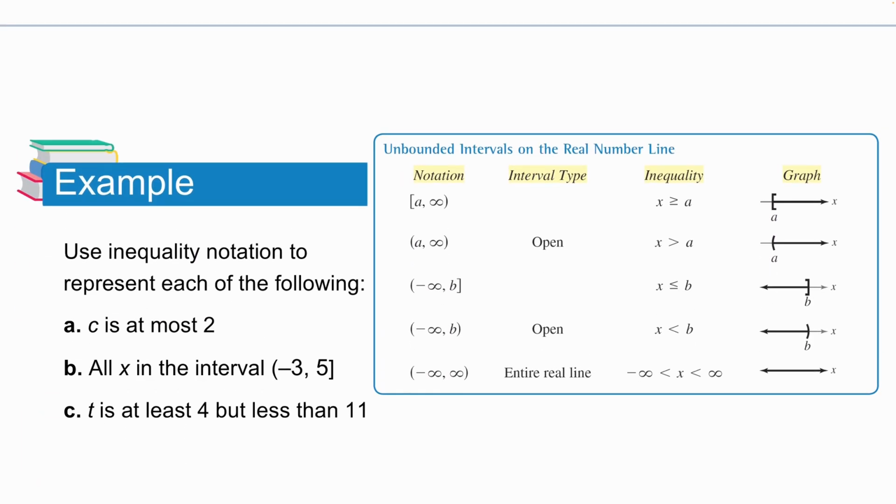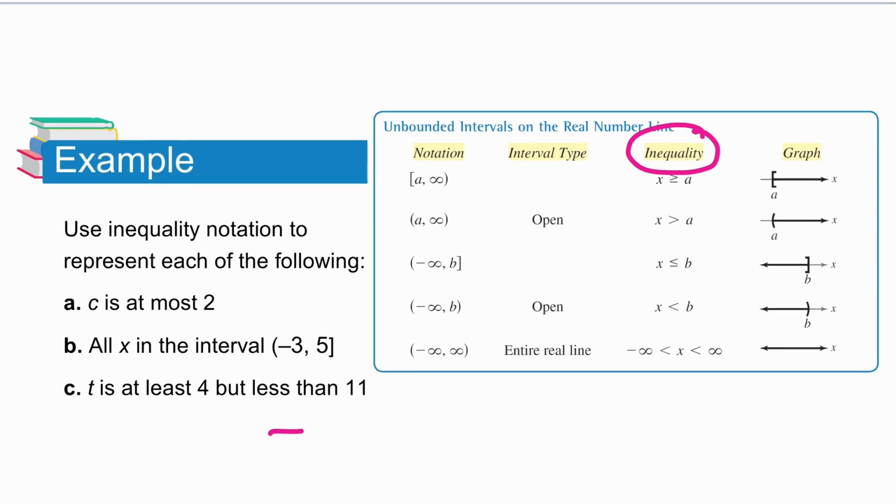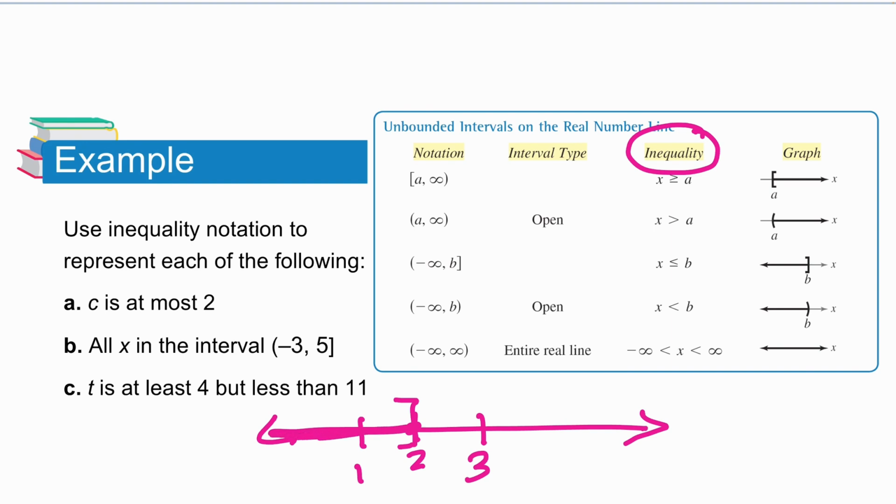And then here are some more examples. So we want to use inequality notation. And again, here is our inequality notation to represent C is at most 2. And I like to think of the number line too when we do this. So at most 2, so does it include 2? Yes, it does include the 2. Does it include 3? No, it would not. What about 1? Yes, it would include the 1. So basically, we're going to go this direction and include everything that is less than or equal to 2. And that's how we get there. So less than or equal to 2.